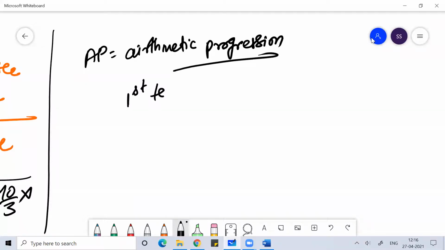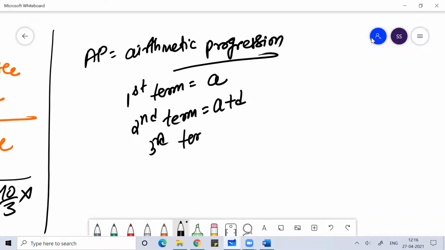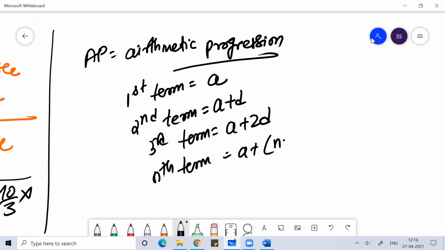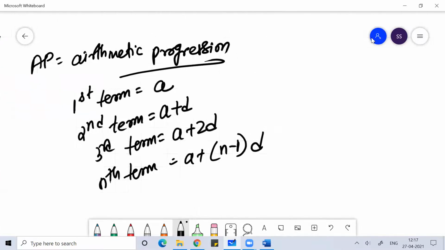So the first term in AP, if I'm representing it with A, then the second term I'll represent as A plus D. The third term in AP I'll write as A plus 2D. Similarly, the nth term in AP I'll write as A plus (n minus 1) into D. You can understand this. AP means the number increases or decreases with a common difference. The difference should be the same in the case of AP.